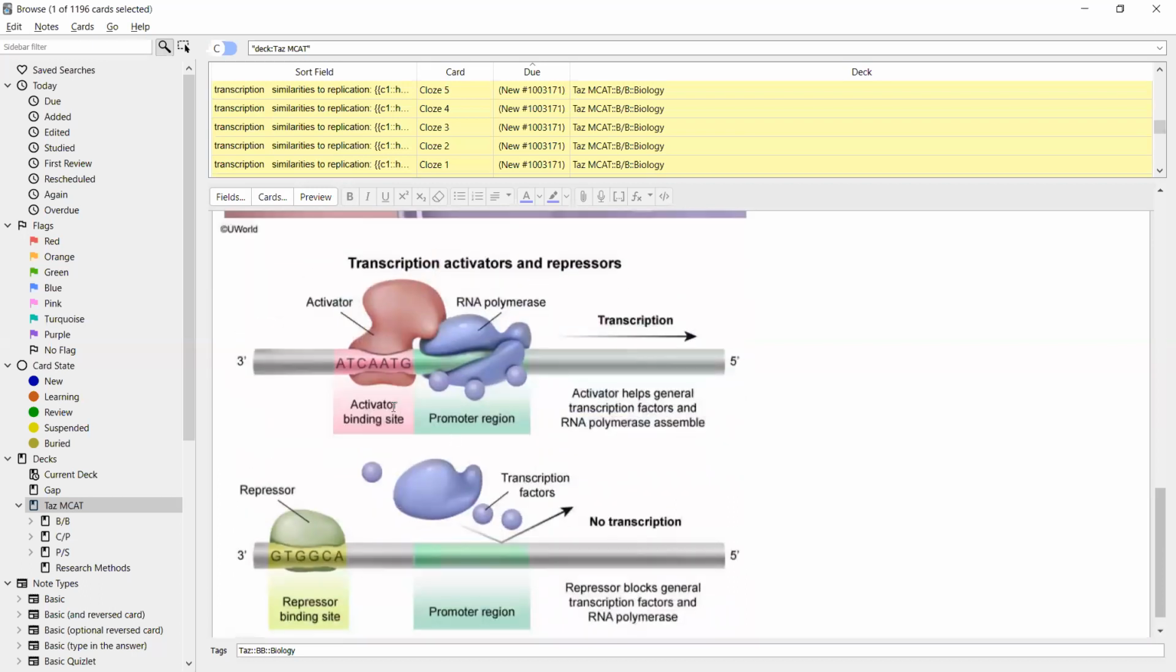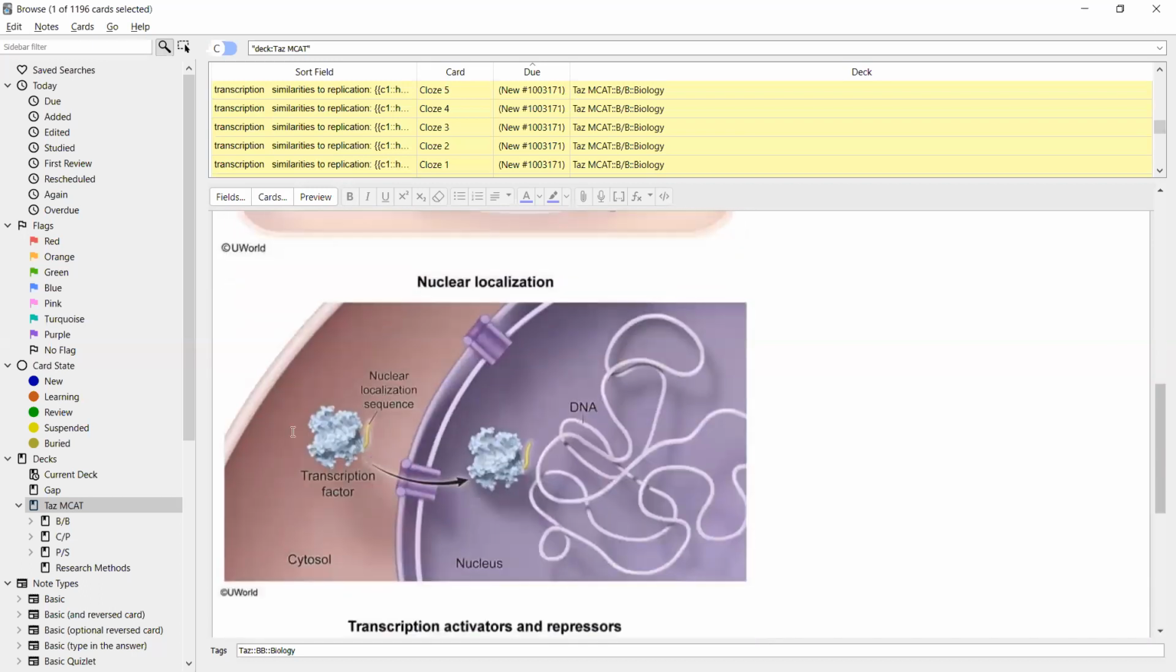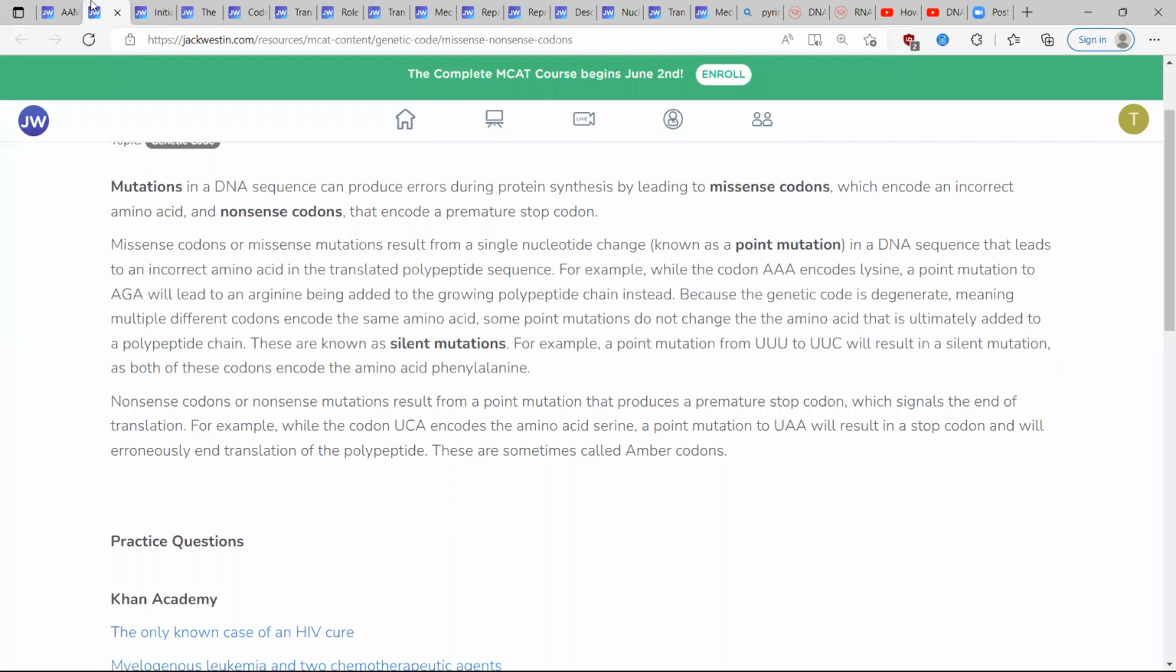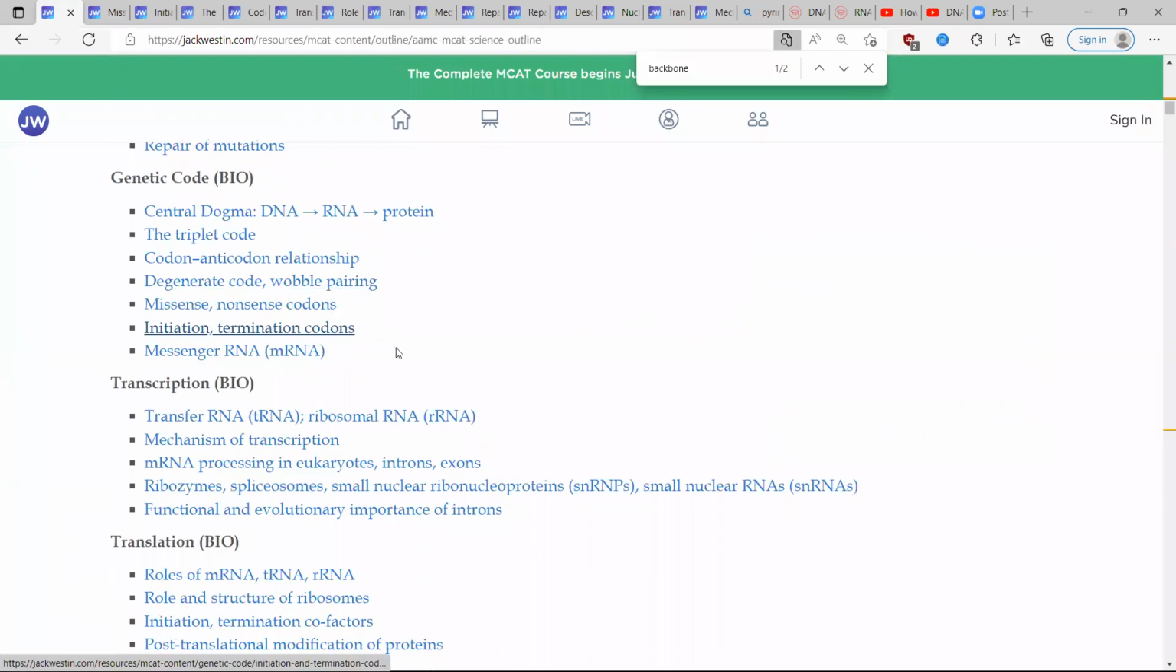Transcription factors are these things that, what are they specifically? Good question. What are they specifically? Transcription factors.